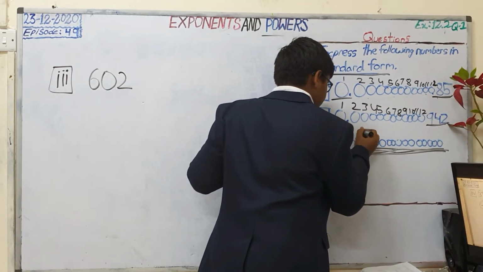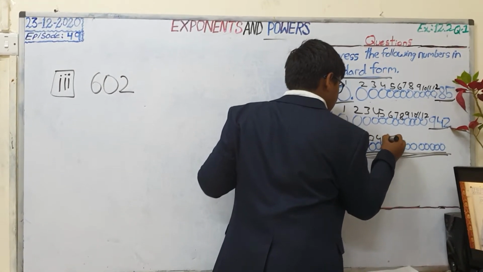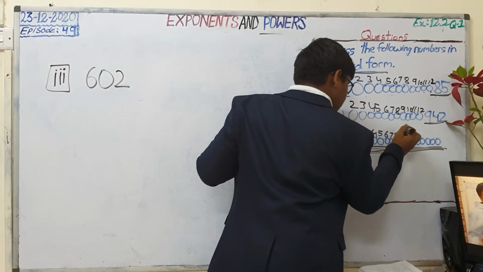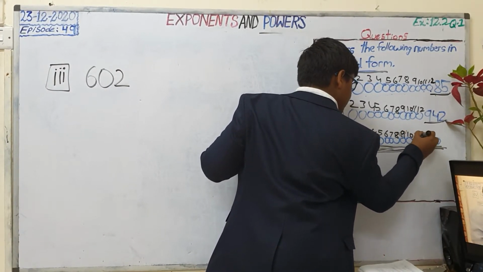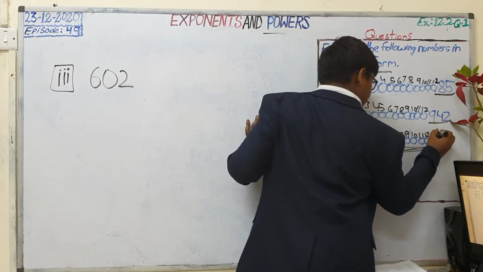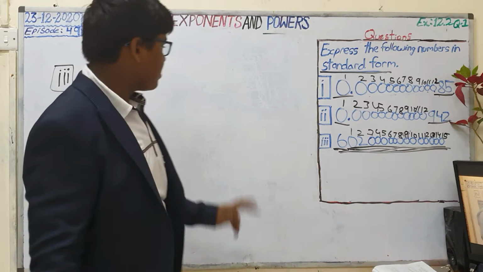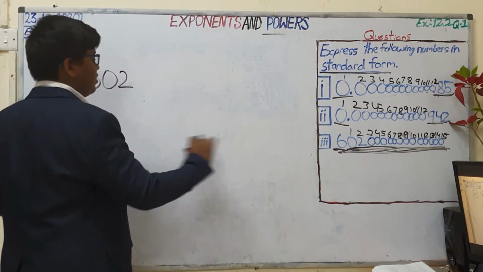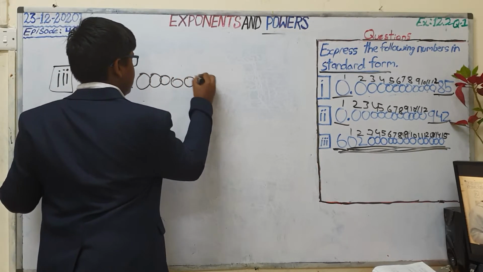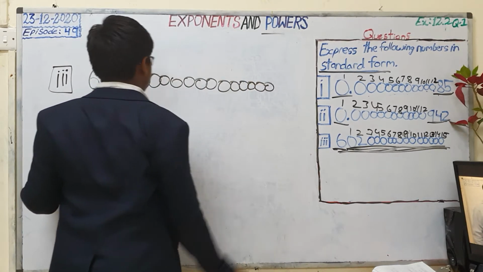So 1, 2, 3, 4, 5, 6, 7, 8, 9, 10, 11, 12, 13, 14 and 15. So we have 15 zeros here. Now let's rewrite all 13 zeros. 1, 2, 3, 4, 5, 6, 7, 8, 9, 10, 11, 12, 13.